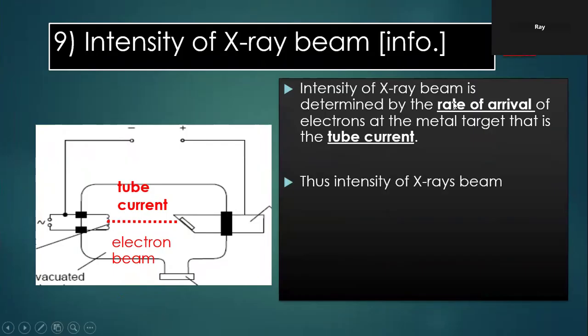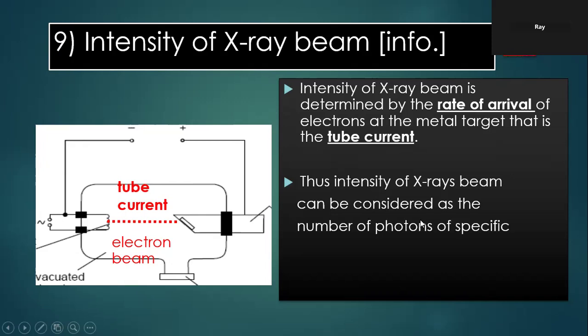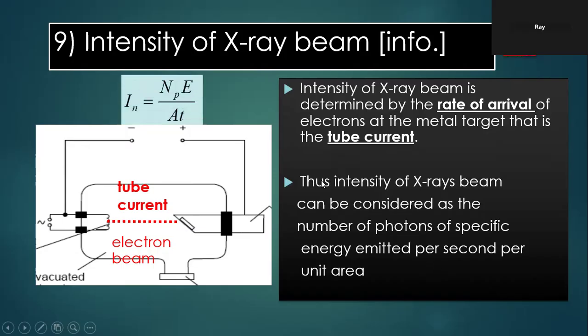The intensity of the X-ray beam is determined by the rate of arrival of electrons, the number of electrons, on the target. This is controlled by the low power source. Thus, the intensity of the X-ray beam can be considered as the number of photons of specific energy emitted per second per unit area. The X-ray is produced and coming out of the window here. Remember that's our intensity in terms of particles. We think of X-ray radiation as particles: number of X-ray photons, energy of photon, cross-sectional area, and time.